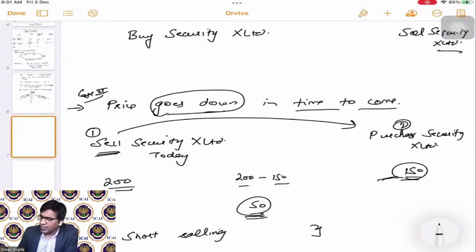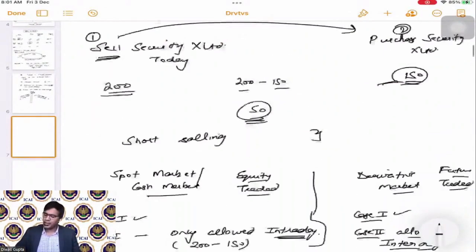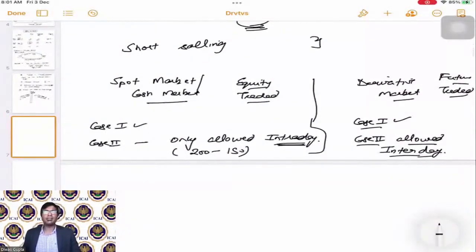So the security of X Limited, we can purchase back at 150 whenever it comes. So we will purchase at a lower price and sell at a higher price. The profit can be booked. Okay, Namita. Now, referring to this part of the discussion, short selling in the spot market is allowed only for 1 day. Within 1 day, you have to sell and purchase.